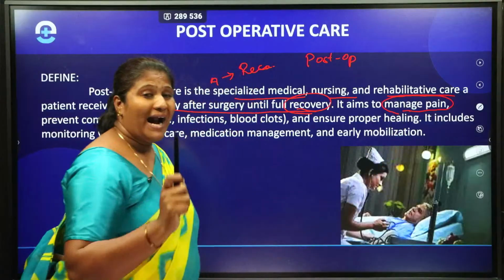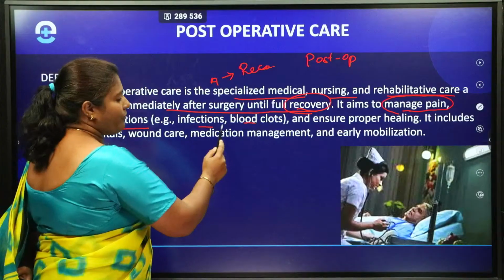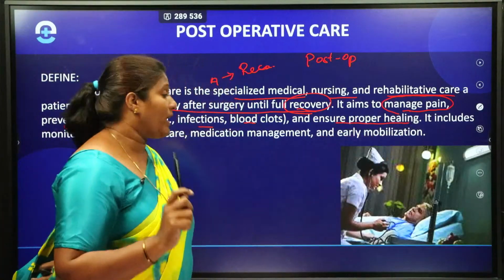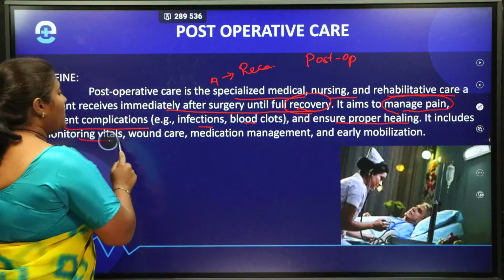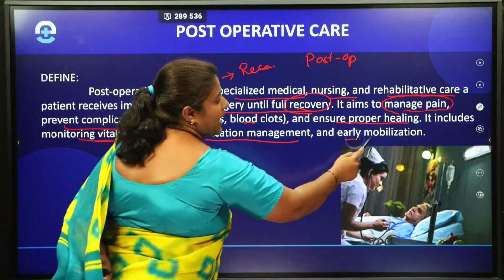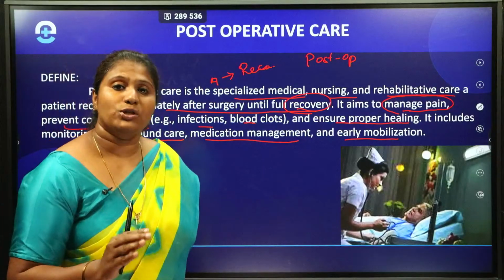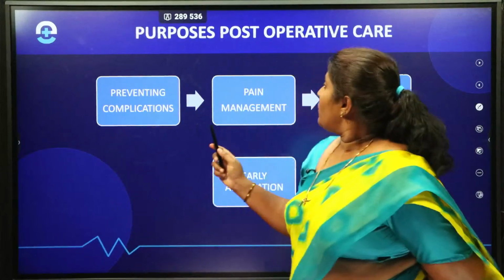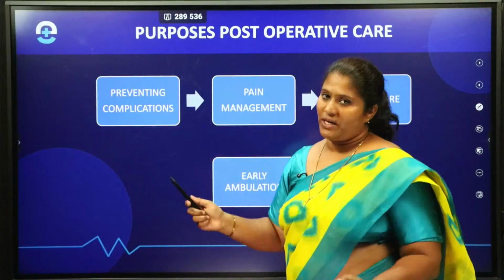First, manage the pain. Next, prevent complications like infection, blood clots, and so on. Then ensure proper wound healing. All this includes monitoring vital signs, wound care, medication management and early ambulation or mobilization, which is called postoperative nursing care. Here is the purpose of postoperative care. First one is preventing complications.